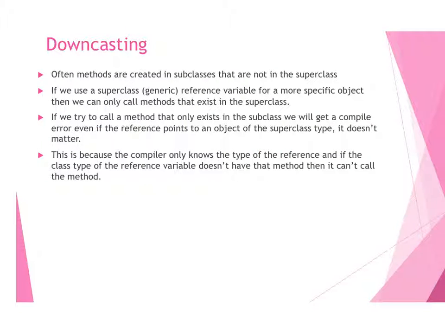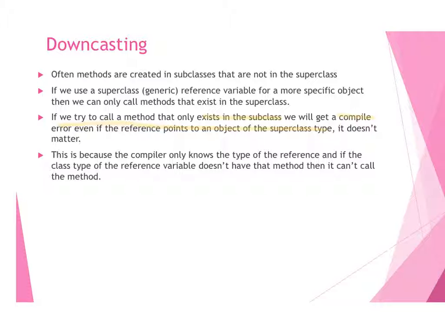All right, so downcasting is when we sometimes have a generic reference that is going to point to a specific object. And we will do this when we want to have, for example, an array of students. And we might have lots of students, grad students, undergrad students, elementary students. So we have a generic array that can hold specific objects. Well, when this happens, if we try to call a method that only existed in a subclass, then we would get a compile error, even if the reference points to that type of object.